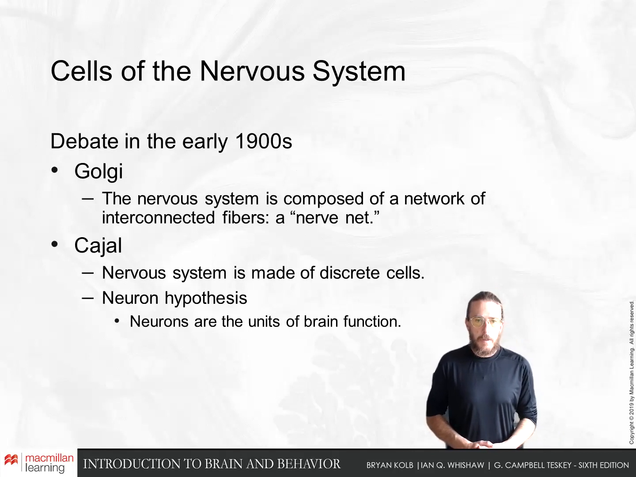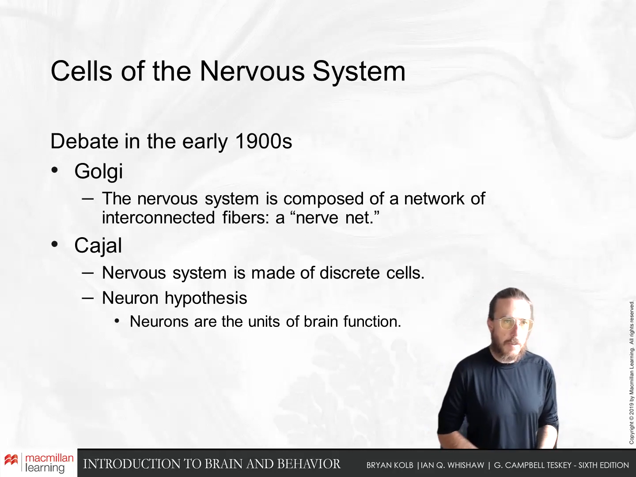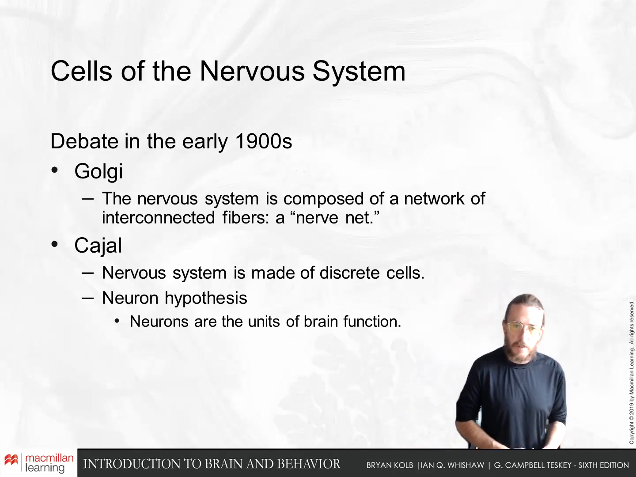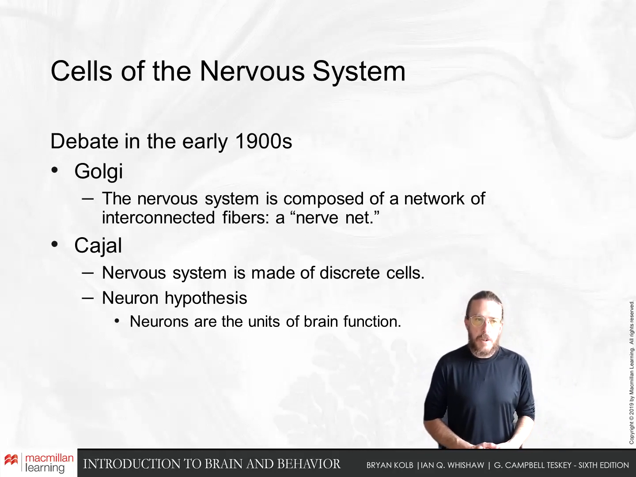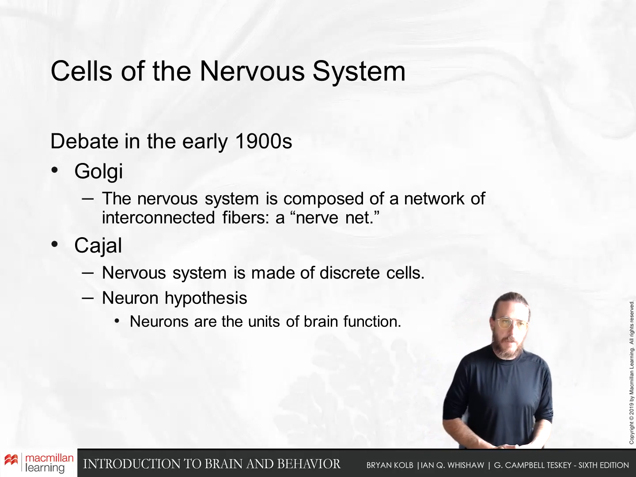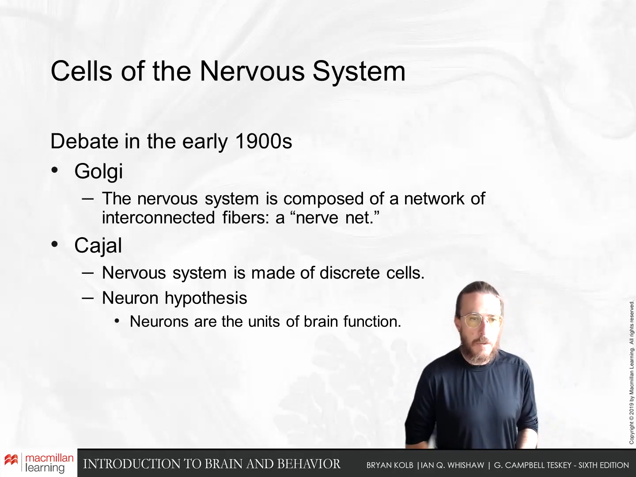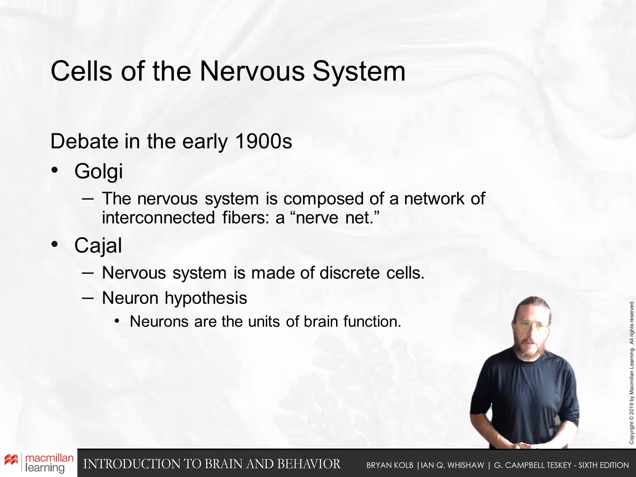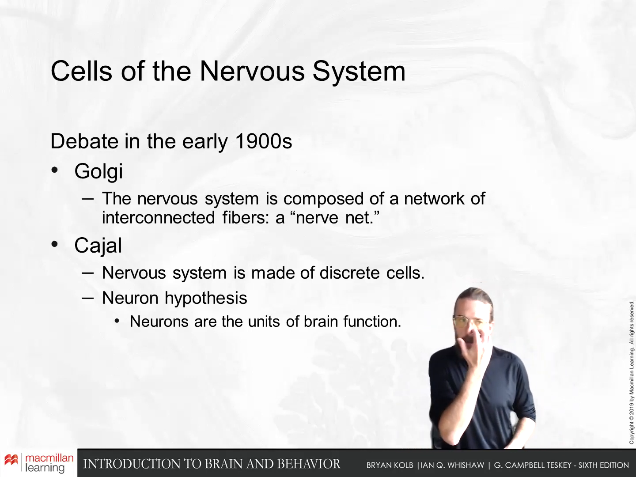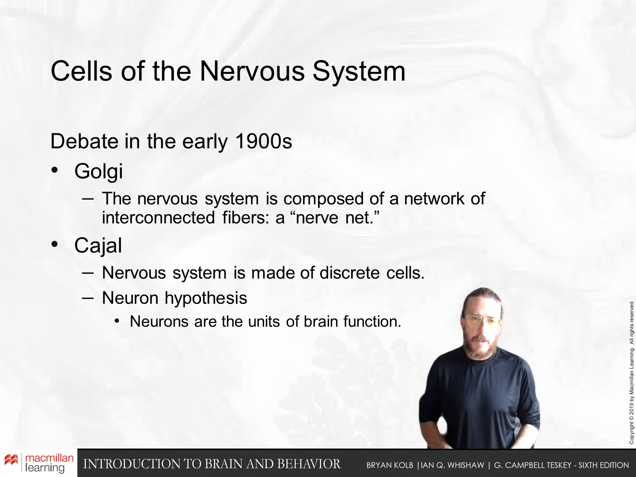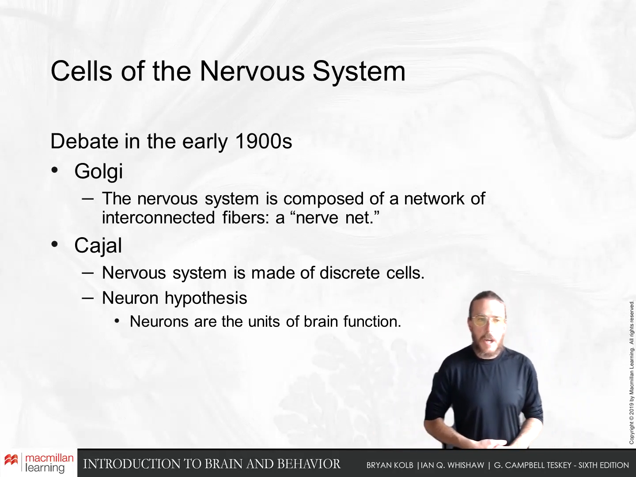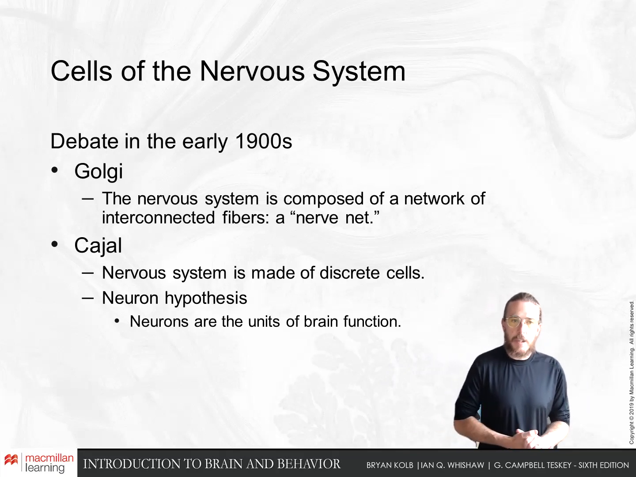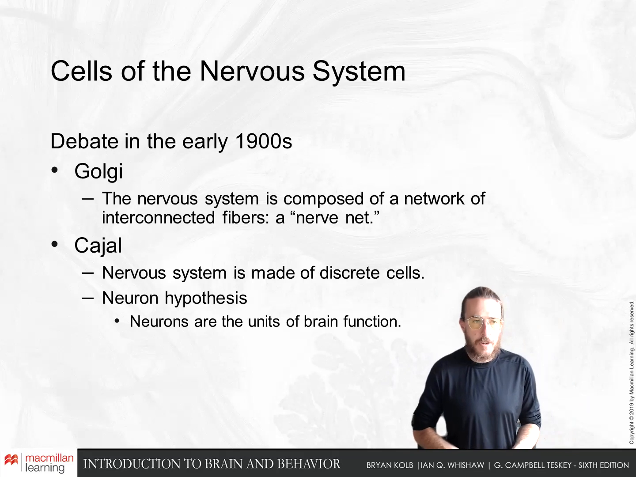So about 120 years ago, about the time that the first houses in Edmonton were being built, there was an intense debate being had between two anatomists, physiologists, Golgi and Cajal, who were starting to look through neural tissue through microscopes. And Golgi first developed a stain that allowed him to look at neurons under the microscope and observe this interconnected network, which he termed a nerve network.